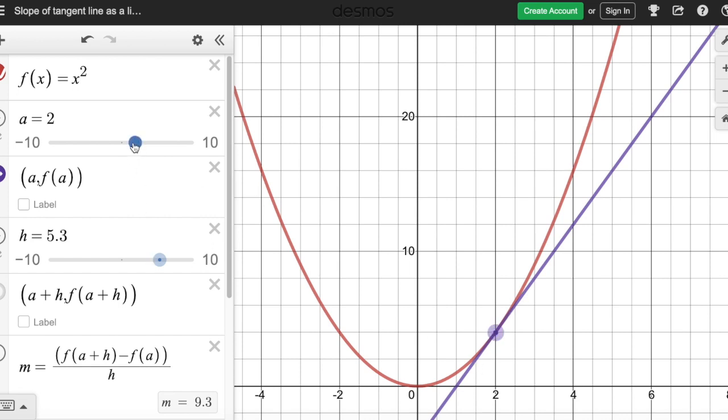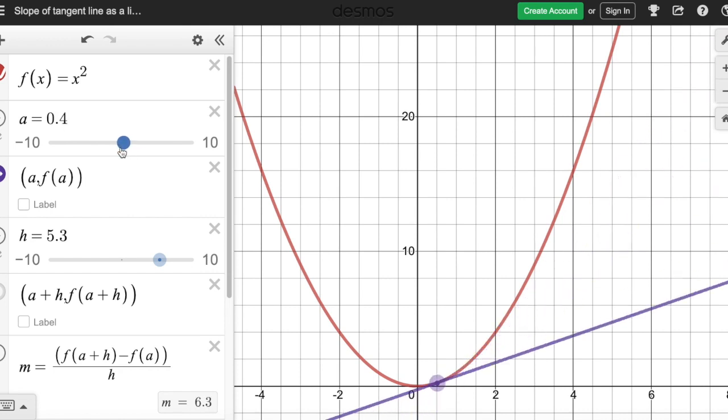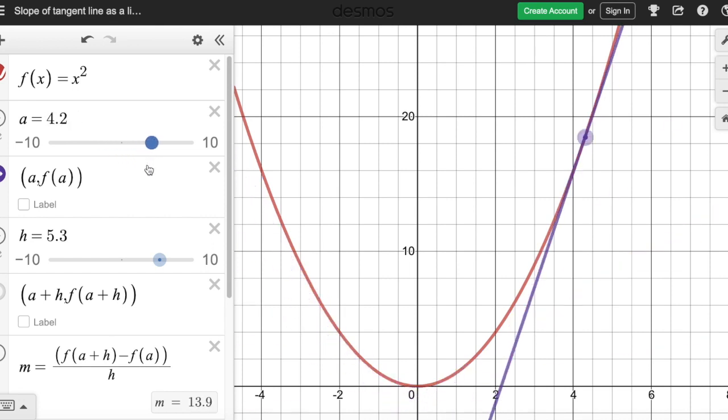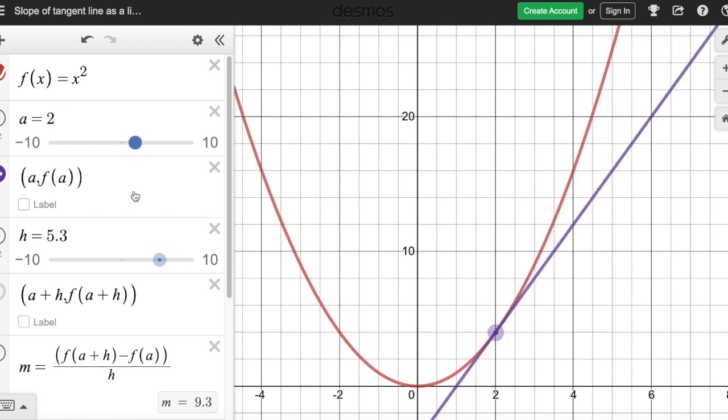And as I move the a value around, the tangent line goes with it. So you can see it every split second. Everywhere I am on the curve, it's a new tangent line, a new slope. Even if I go pretty close, there's not a big difference maybe between that line and that line, but they're different. And obviously, the more I move around, I get a steeper slope.